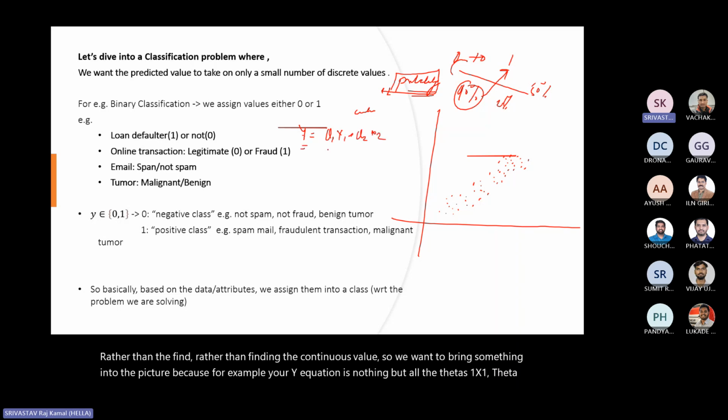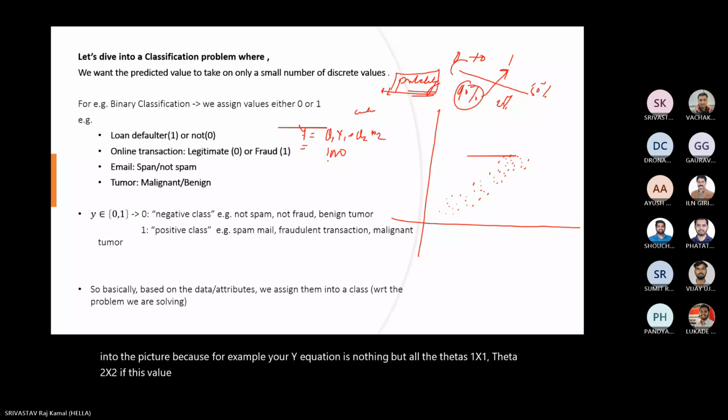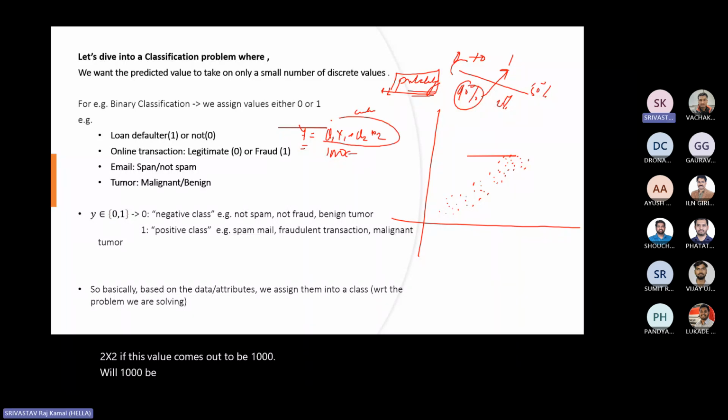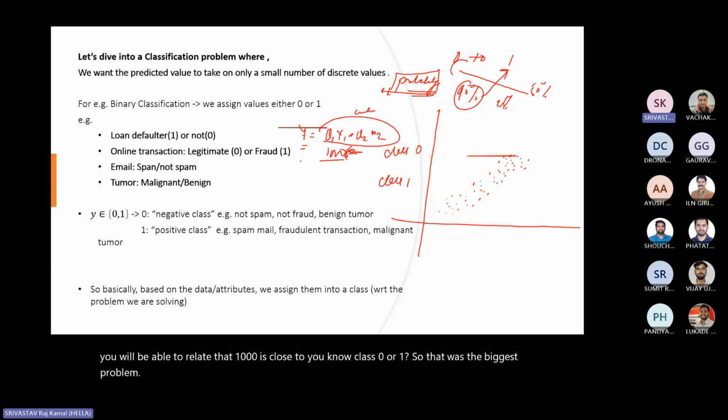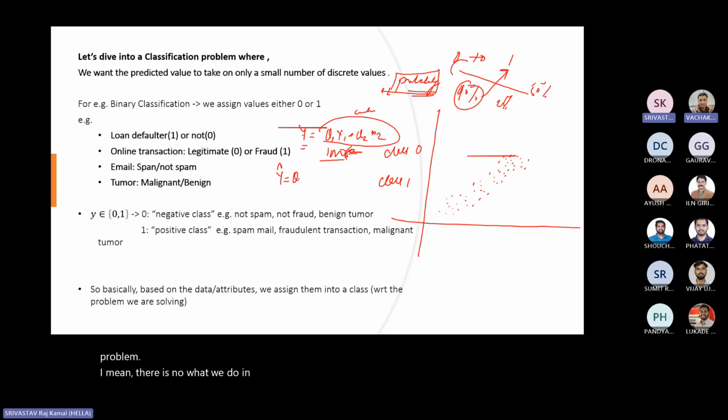If this value comes out to be 1000, will 1000 be able to tell you, suppose this comes out to 1000, how you will be able to relate that 1000 is close to class 0 or 1? So that was the biggest problem. In general, the y hat we calculated.